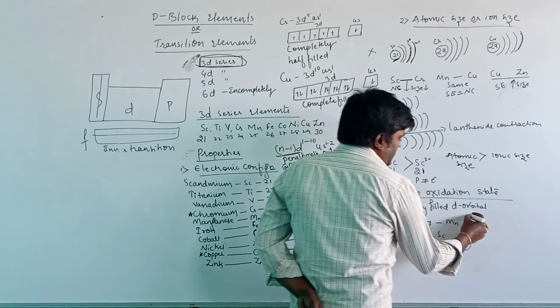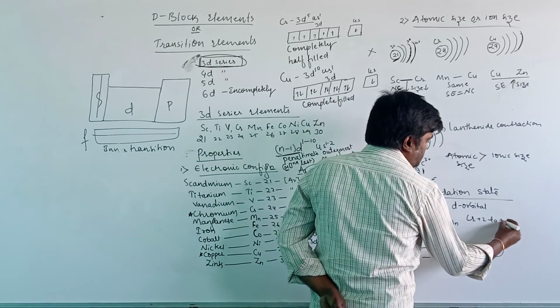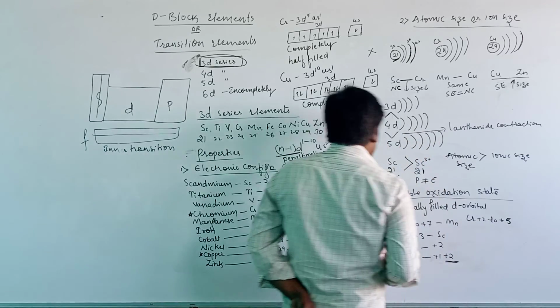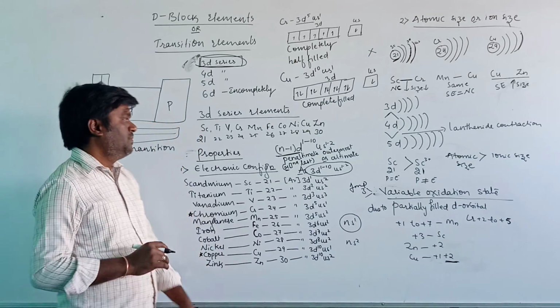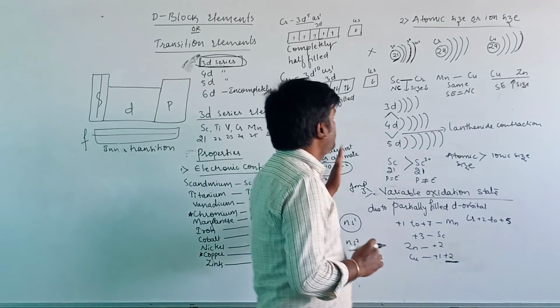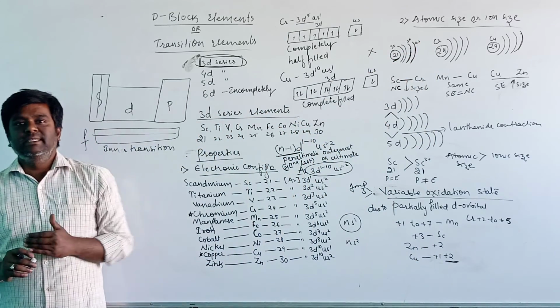Then chromium shows a maximum oxidation state as well. This is about the variable oxidation state, and we have seen the electronic configuration, general introduction, variable oxidation state and atomic size or ionic size for the 3d series elements.